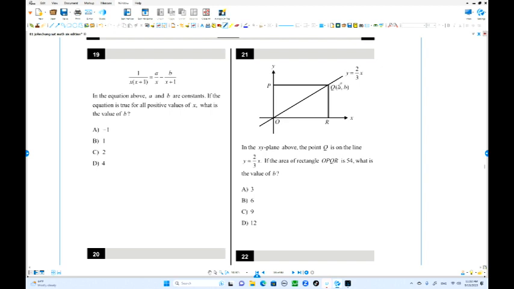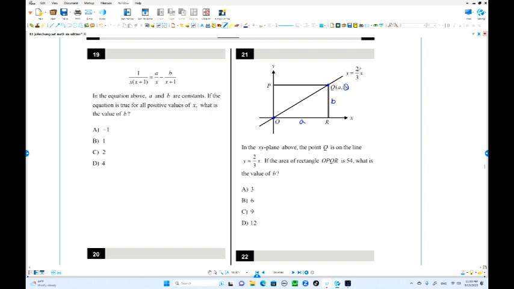So we have a line y equals one third of x passing through the origin. When you have a point on this line, make a rectangle. The area of this rectangle is 54. At this time, what is the value of b? b is the y coordinate. This is b, this is a.